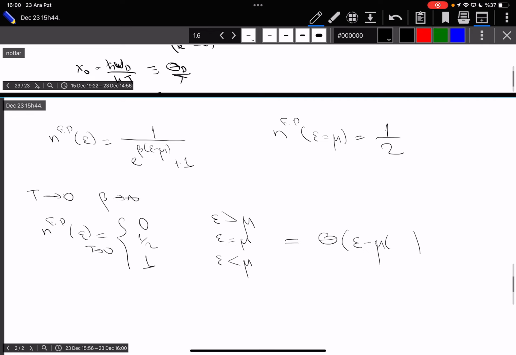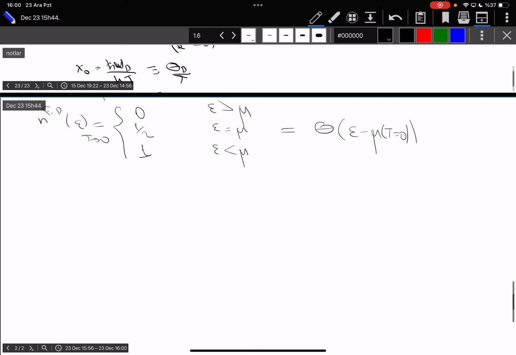Of course, this is here. We have the chemical potential at T equal to 0. So what happens? This is our distribution function.